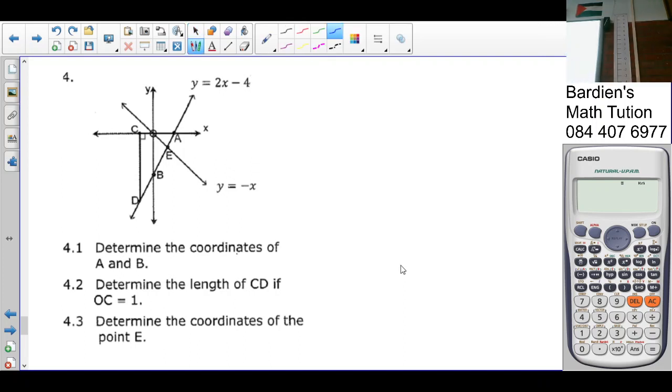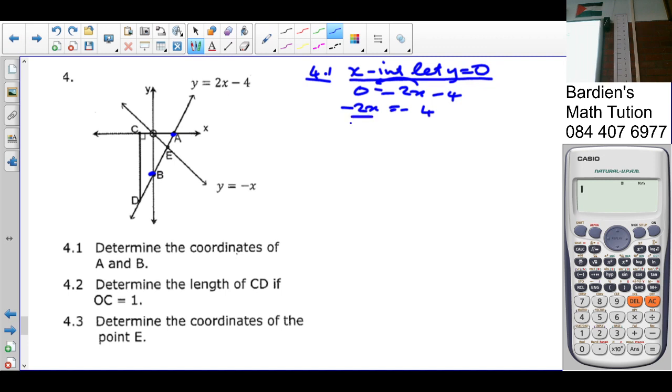So if you look at A and B, what do you notice about A and B? What is A? It is the x-intercept of the line y is equal to 2x minus 4. And B is the y-intercept of that same line. So how do you calculate your x-intercept? We let y equal to 0. So 0 is equal to 2x minus 4. You bring that over, it becomes negative 2x equal to negative 4. Divide by negative 2 both sides. So x is equal to 2.